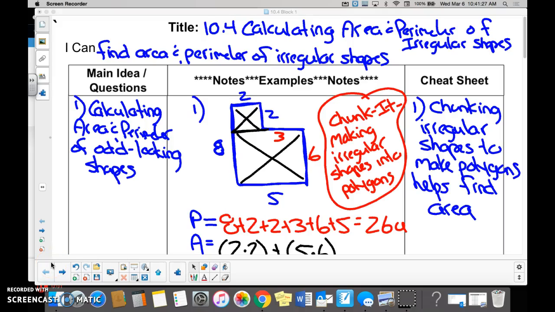10.4 calculating area and perimeter of irregular shapes. I can find area and perimeter of irregular shapes. Excellent. Thank you, Nick. Today our goal was to find area and perimeter of weird shapes.